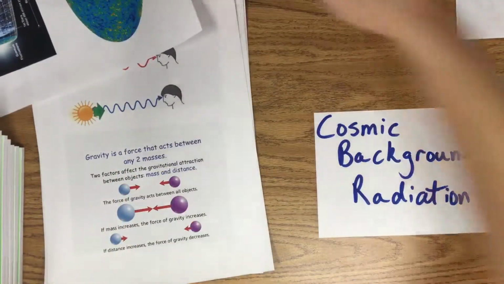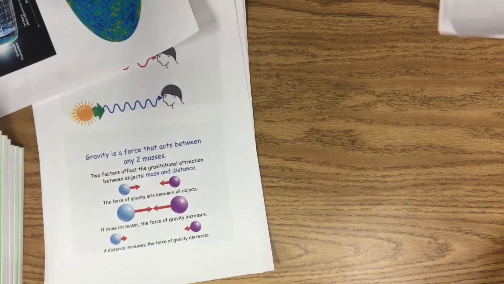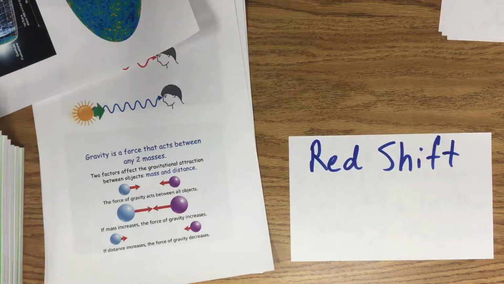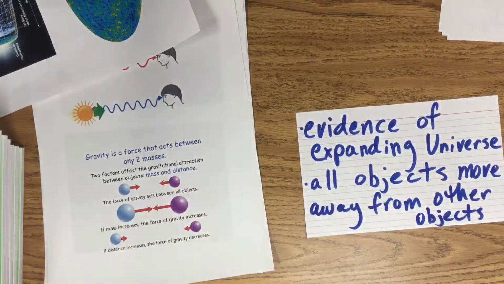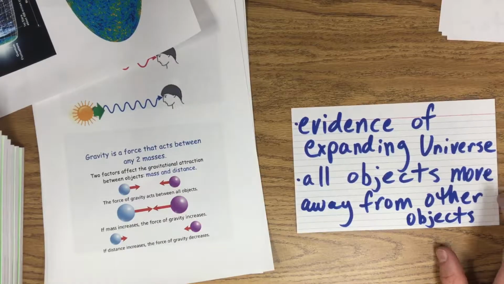Okay. Next card is going to be Redshift. Pause the video. So, what you're going to put on the back is evidence of expanding universe. Redshift proves that the universe is getting bigger and bigger and bigger. All objects move away from other objects. Okay, so pause the video, write that down.